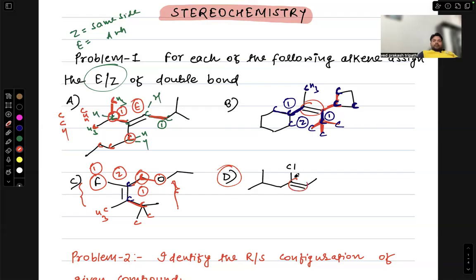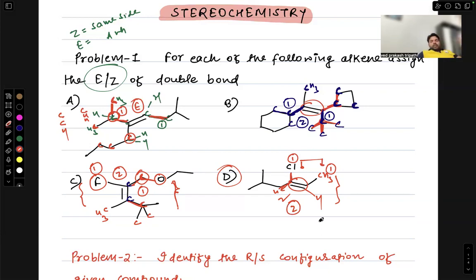Look at here. Here we have hydrogen. This is methyl. And this is chlorine. This is CH2. Between methyl and H, methyl would be 1. Between chlorine and CH2, chlorine would be 1. Both high priority on the same side. So it would be Z. Make sense?